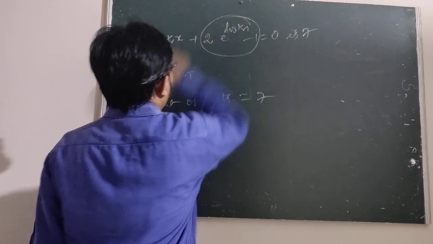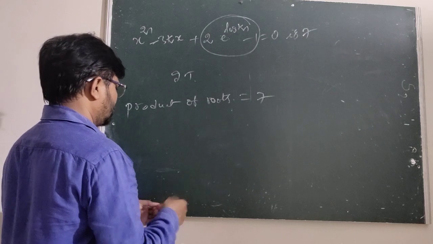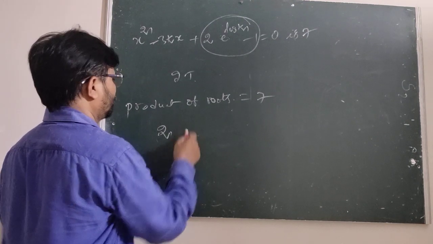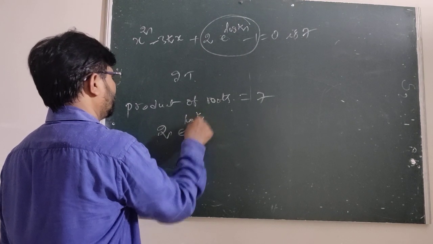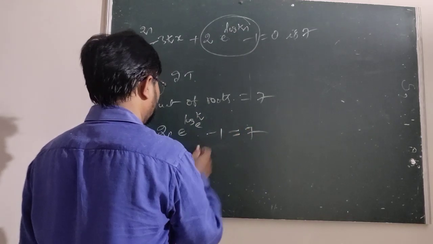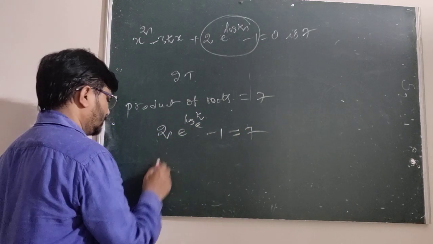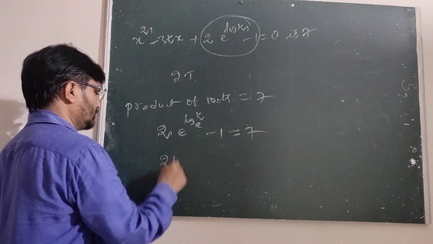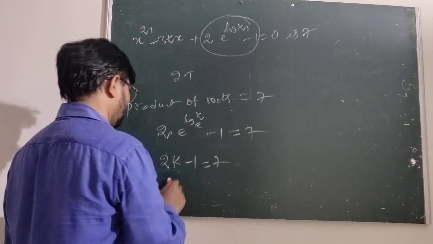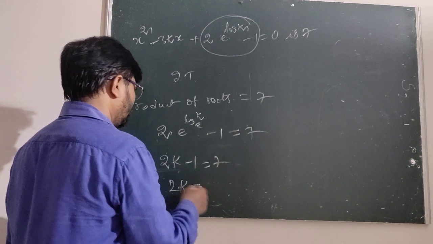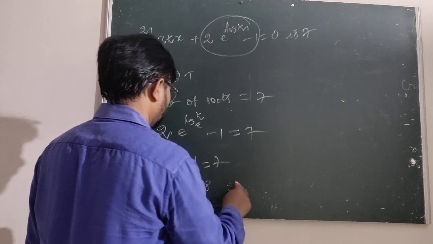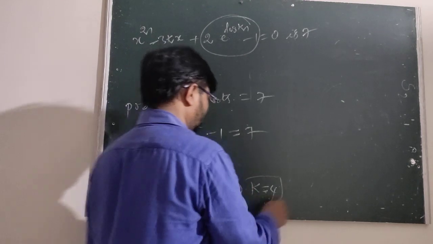Here it is c by a. Now this can be written as 2 into e power log k minus 1 equal to 7. Now the 2 into base e cancel, so 2k minus 1 is 7. 2k equal to 8. Now k equal to 4.